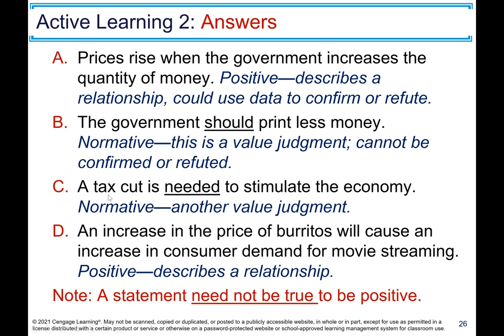Number C, a tax cut is needed to stimulate the economy. That is another prescriptive statement. "Needed" gives it away. That's a value judgment, or normative.